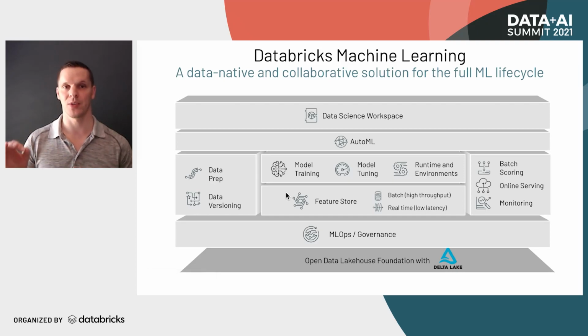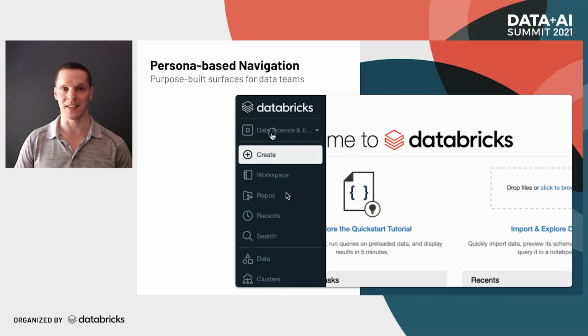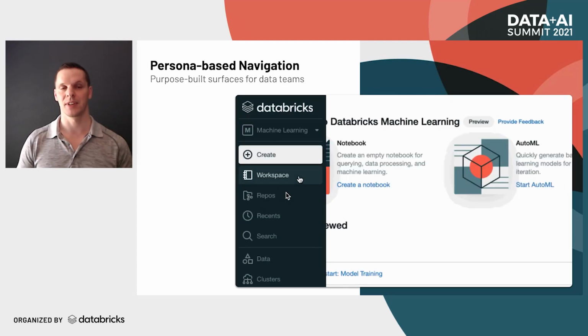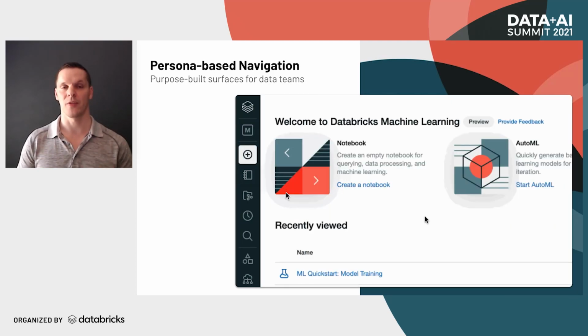Now, before we go through each one of these boxes, let me cover off how you actually get access to Databricks machine learning. We've added a brand new persona-based navigation to Databricks, where you can select between data science and engineering, machine learning, and SQL analytics. This gives you access to a purpose-built surface for each member of the data team. If you care about machine learning, you can configure the navigation to be in the machine learning configuration to have access to the specific components. But if you don't care about machine learning and if you're a SQL analyst, you can click on SQL Analytics and you have a purpose-built surface only for that purpose.